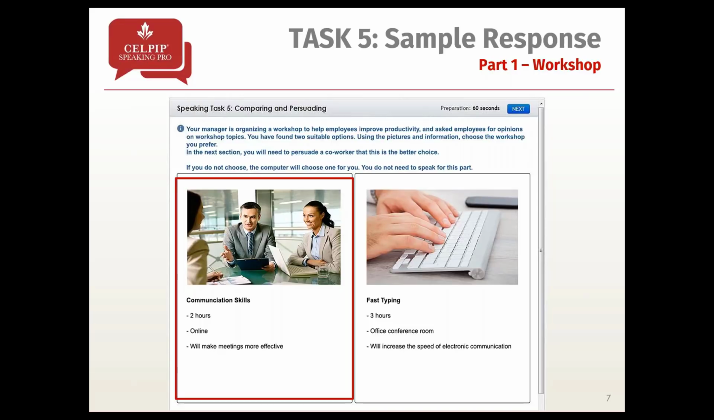Which one do I have better vocabulary on? And that is the way you should make your choice. So don't just choose the one that you actually think is the best. Choose the one that you're the most comfortable speaking about.